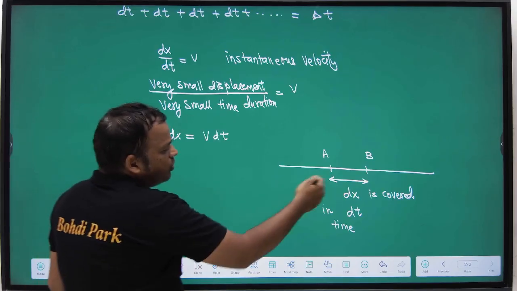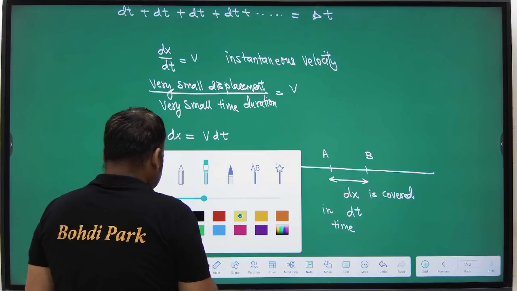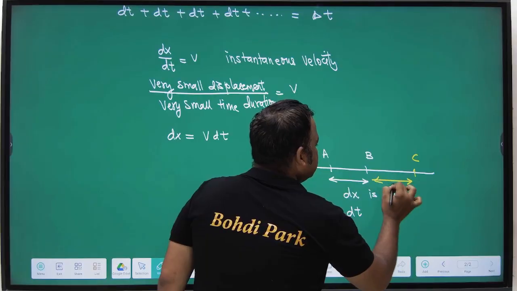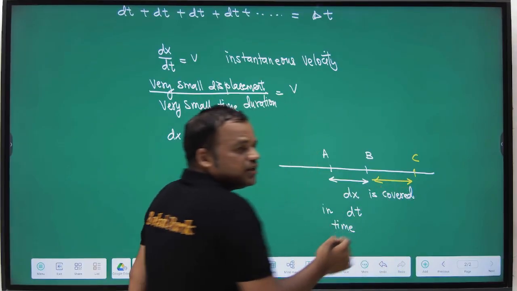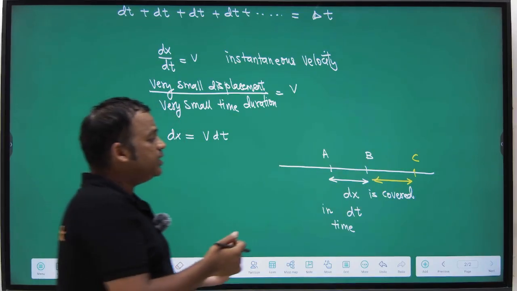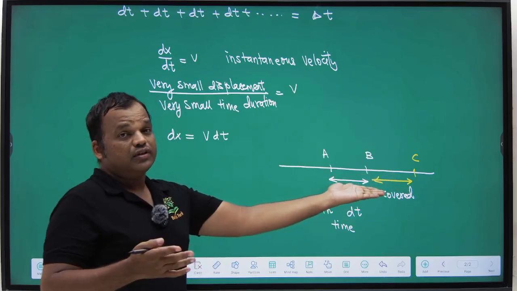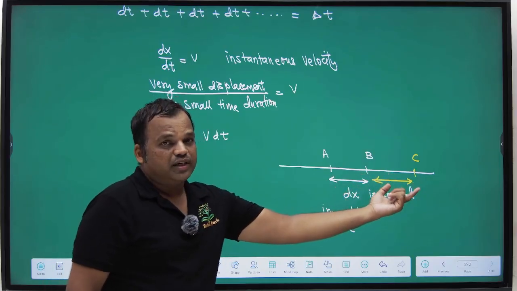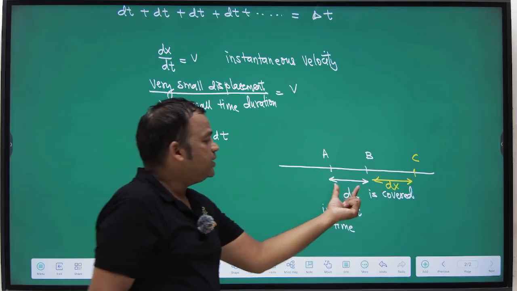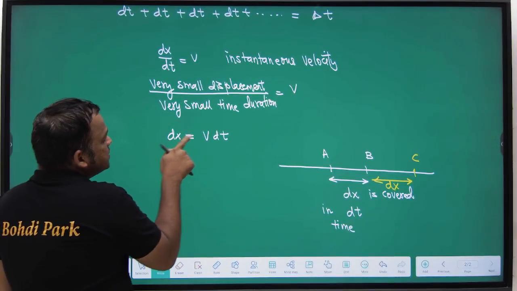So what about the next dt? Suppose in the next dt, it is coming to point C. The displacement covered is also dx, or it can be some other value depending on velocity. If in the next instant the velocity is more, it will cover more displacement. We can call it dx again, but this dx and this dx can be different because we know that dx is equal to v dt.